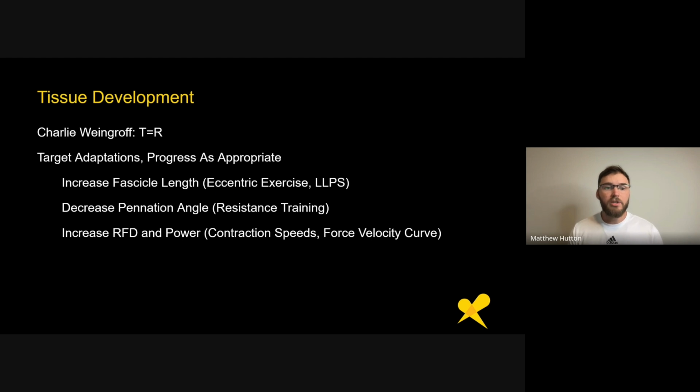Then to the tissue development side of things, this is a concept that I recently discovered. I'd never heard of Charlie Weingroff before, but I really like his philosophy that therapy equals rehab, training equals rehab, and it's just a big continuum. All we're trying to do is target adaptations and then progress as appropriate. If they're not ready for full team weight training, you're just doing a regression or a lateralization. This concept is really cool. If anybody likes exercise selection or modification, check out Charlie's work. He's on Instagram, he's on YouTube, got some good stuff.